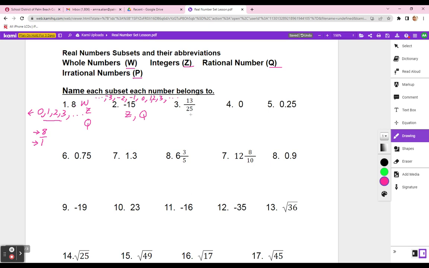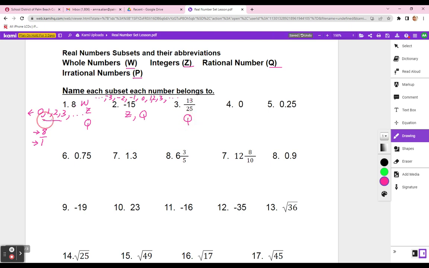Okay, 13 over 25, well, it's not an integer because this is actually a decimal part, because the numerator is smaller than the denominator. If this was 25 over 25, it would be 1 whole, but it's less than 1 whole because the numerator is smaller. So we know this is a decimal part. So it is not an integer, it's not a whole number, but it does meet the definition a over b, so this is rational.